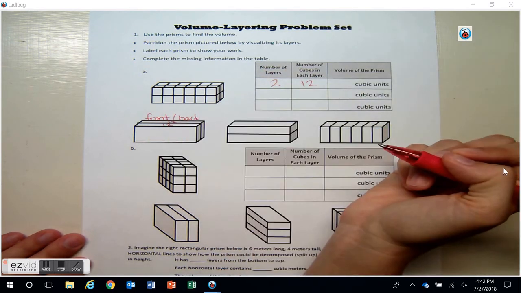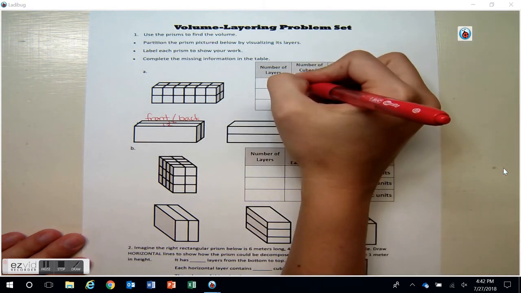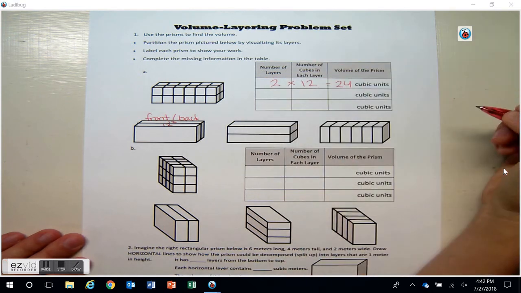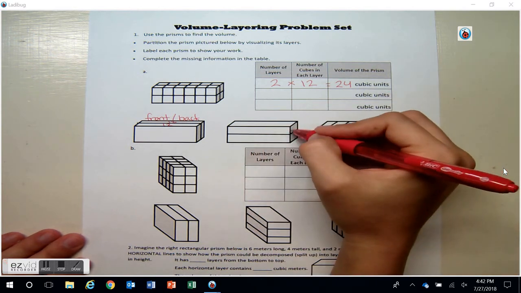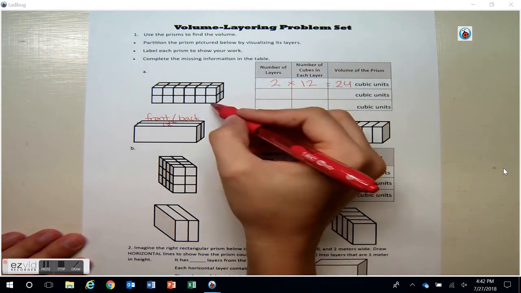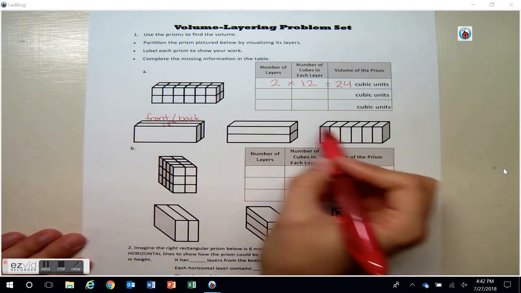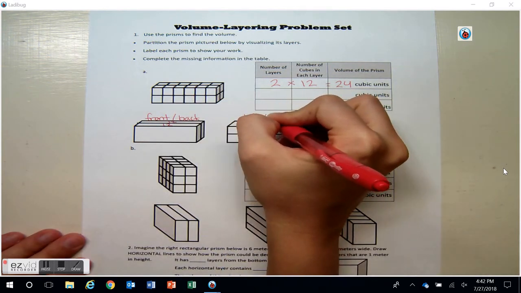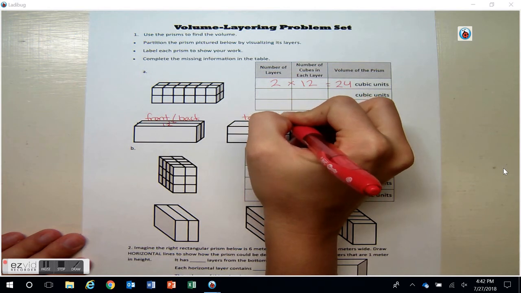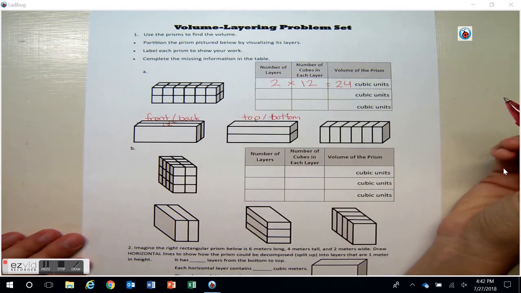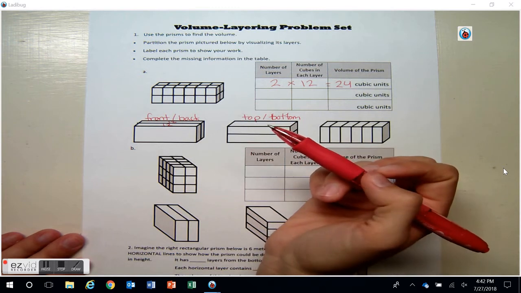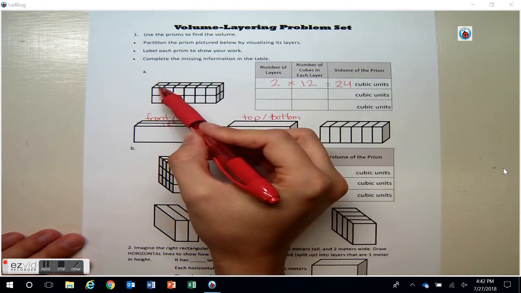Well, I can always add 12 plus 12 and get my answer, or I can multiply these two, getting a volume of 24 cubic units. Let's look at this way of partitioning that same prism. These are all three going to be the same prism, and this one uses a top to bottom way of partitioning it. I need to know how many cubes are in the top layer.